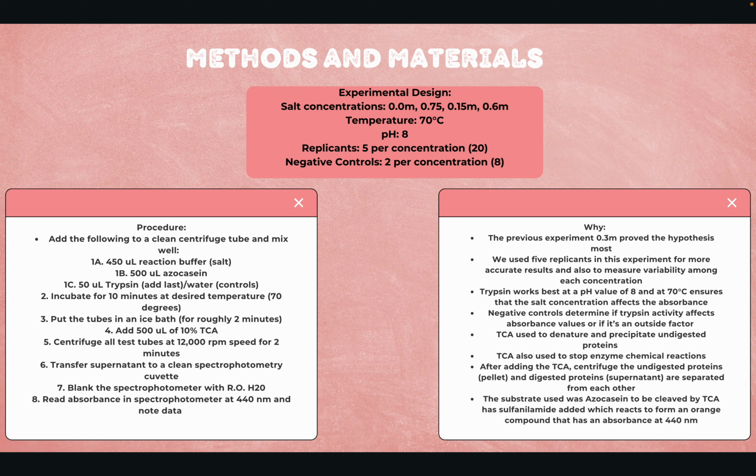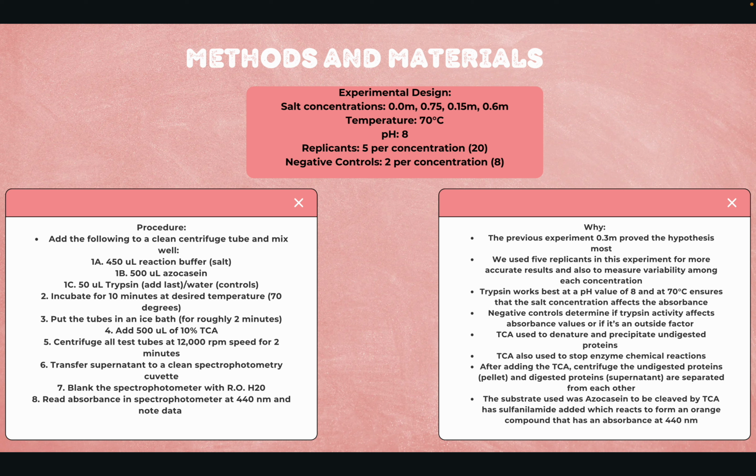We chose our controls because we felt that trypsin worked best at a pH of 8 and 70 degrees Celsius, and we wanted to ensure that we were only seeing results for salt concentration and not for those two other variables. Our negative controls were used to determine if trypsin activity affects absorbance values. We wanted to make sure trypsin was affecting it and not any other outside factors, which is why we had our controls. We used TCA to denature and precipitate undigested proteins.